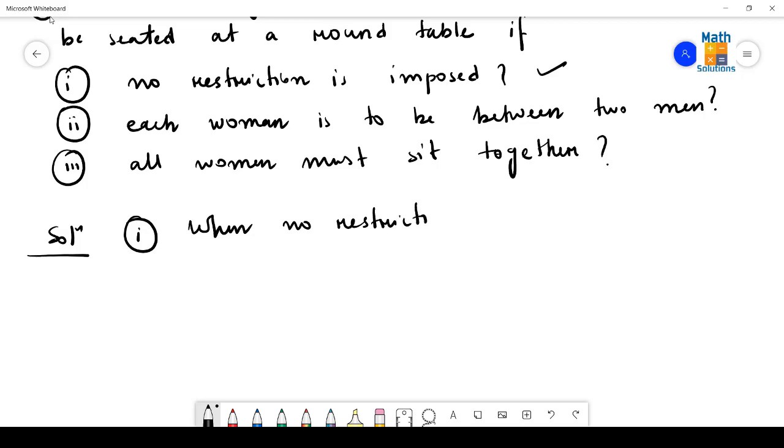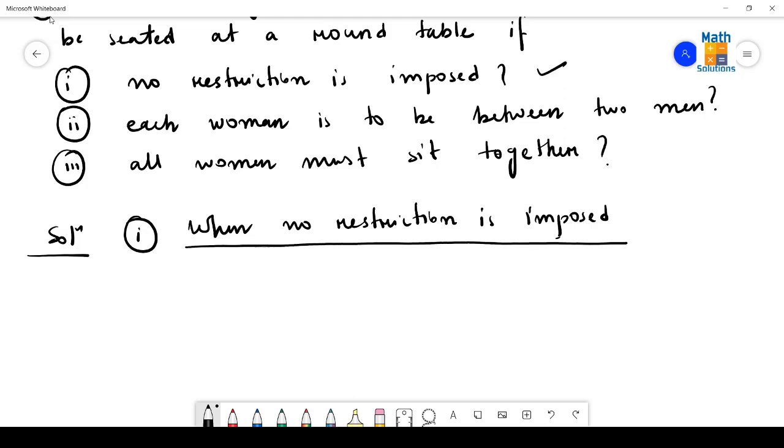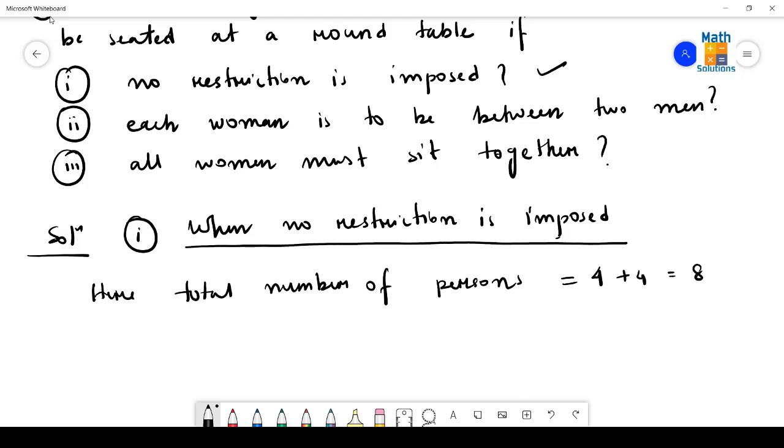When no restriction is imposed, let us consider the total number of persons. Here the total number of persons will be equal to 4 men plus 4 women, which is equal to 8.